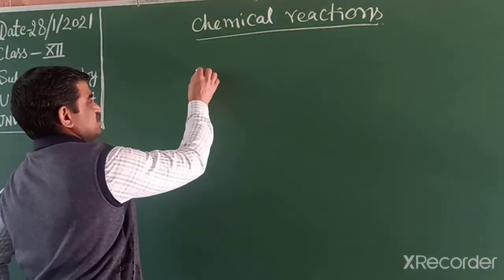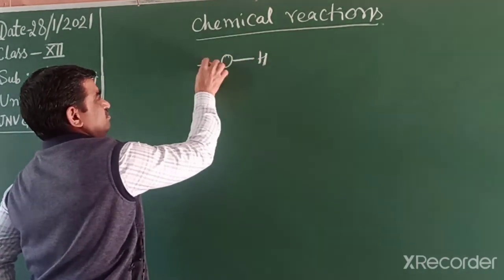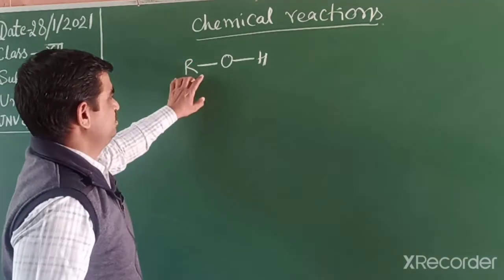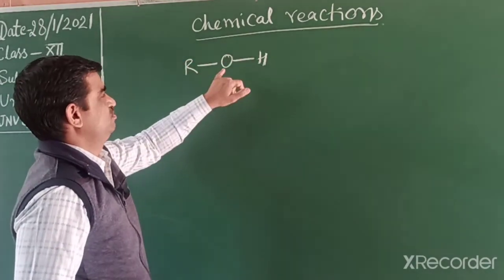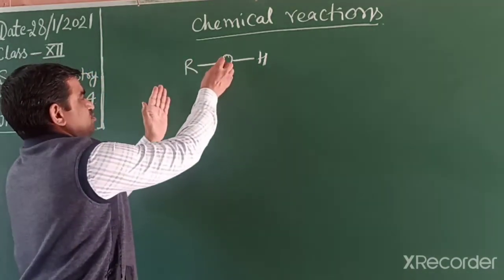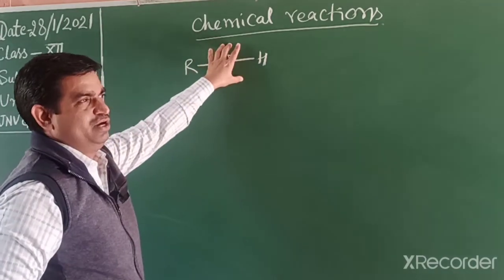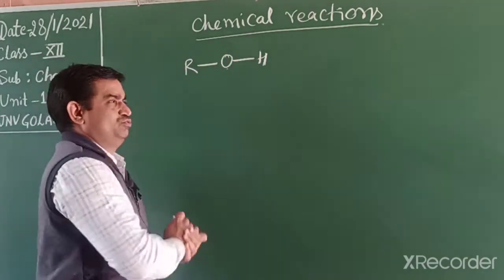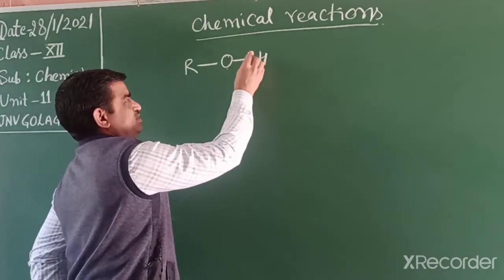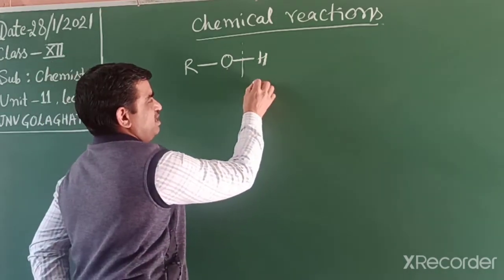Students, if we write alcohol in this way, ROH, this alcohol has two bonds. One bond is between oxygen and hydrogen, the other is between oxygen and carbon, meaning the alkyl group. So alcohol shows two types of property. When the oxygen-hydrogen bond dissociates, at that time they act as a nucleophile.